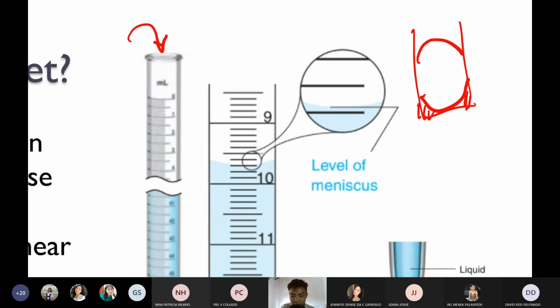Ang ginagamit naman natin dito sa Anachem ay mga water, no? So usually concave meniscus talaga yan. So pag naglagay ka ng liquid, always read at the lower meniscus. Kunwari, ito may reading dyan. Yung lower meniscus yung titignan, not the upper meniscus.